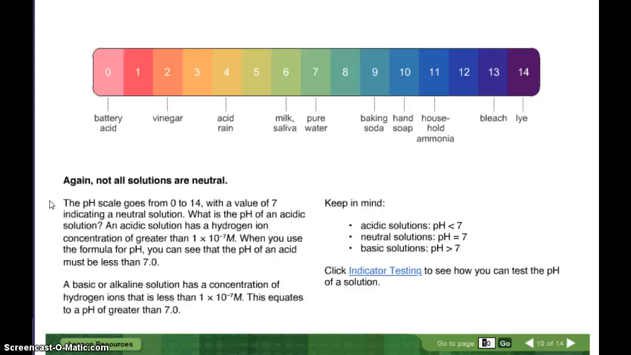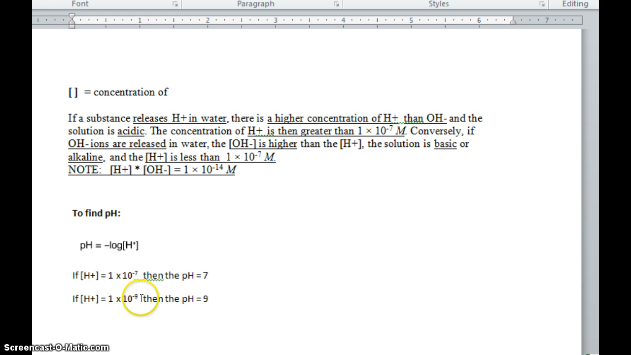This equates to a pH of greater than 7. Okay, if you're sitting here wondering, wait a minute, they're saying that it has to be less than this to get a pH of greater than that, and that's confusing you, you need to look back here. So here my pH is higher, right? The pH is higher, which means it's a base.